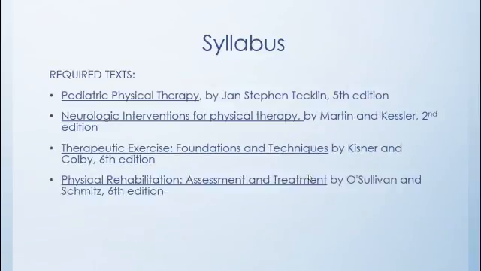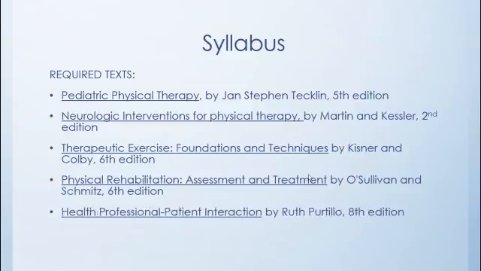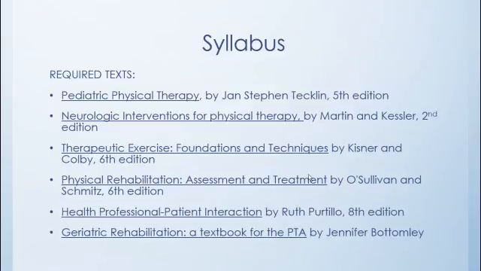As far as textbooks, everything that you see on the screen here you should already have. So the Tecklin and the Neurological Interventions book you used in Neuro, Therex and the O'Sullivan and Schmidt's book you've had for many semesters now, and then you used the Pertillo book last semester in Jim's class. So the only new book that you have this semester is the Geriatric Rehabilitation Textbook for Physical Therapist Assistants by Jennifer Bottomley.